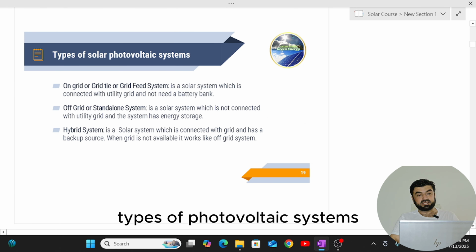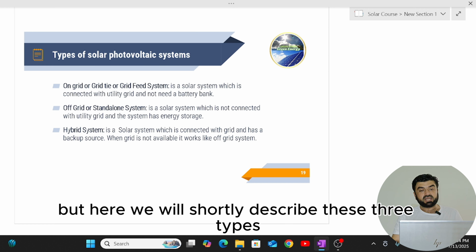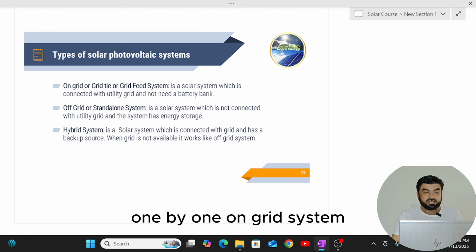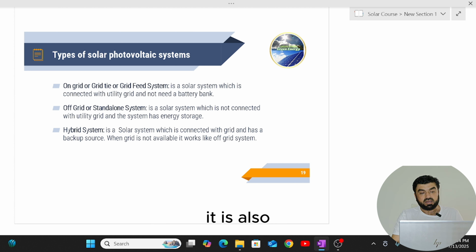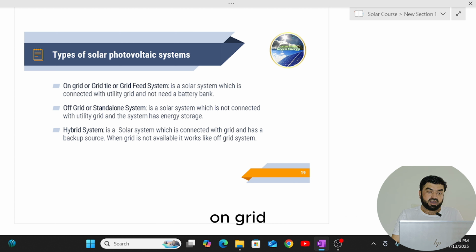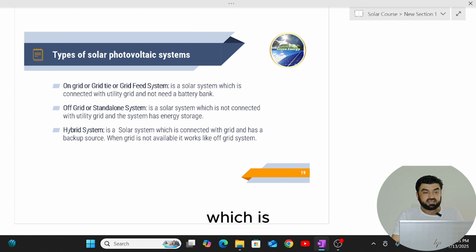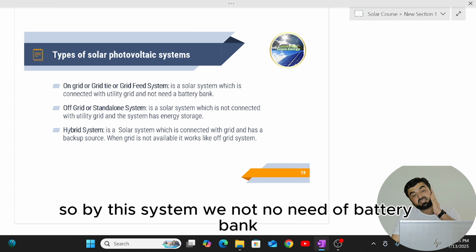Types of photovoltaic systems. We will discuss each in detail one by one, but here we will briefly describe these three types. The on-grid system, or grid tie, or grid feed system; these three names are used interchangeably. An on-grid system is a solar system which is connected with the utility grid and does not need a battery bank. So for this system, we have no need of a battery bank.